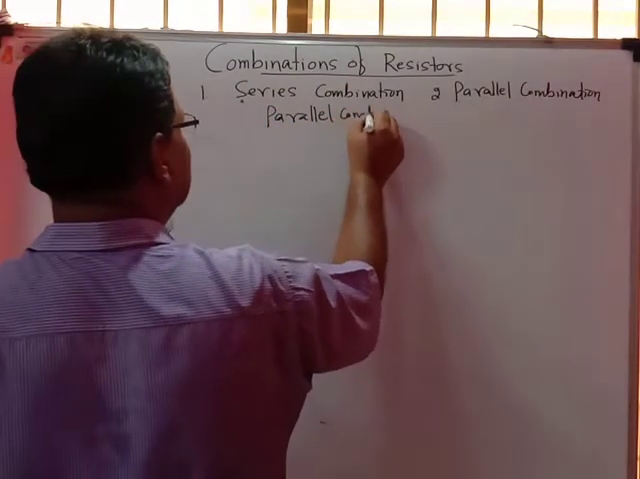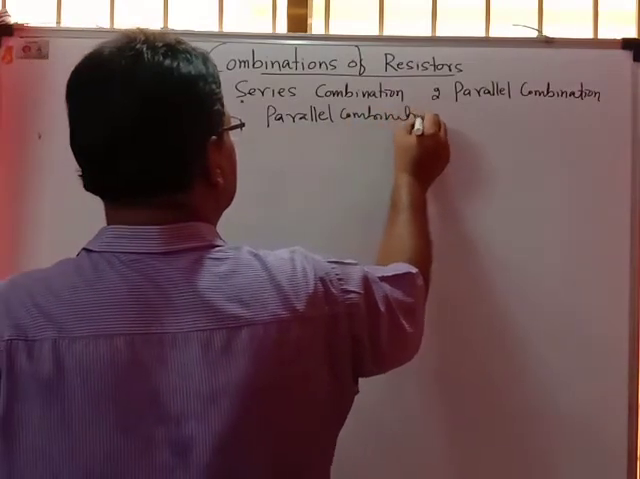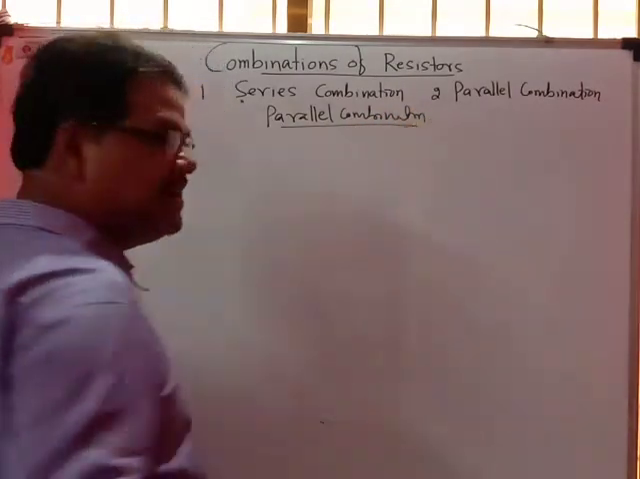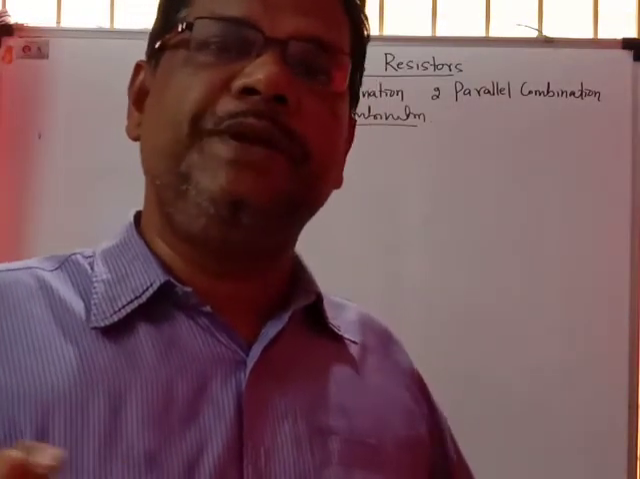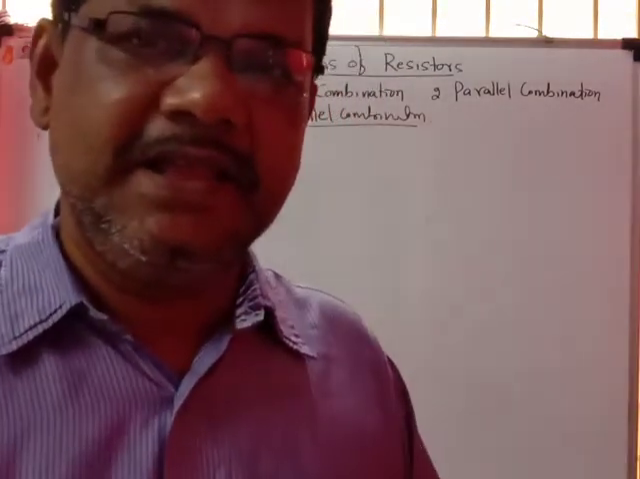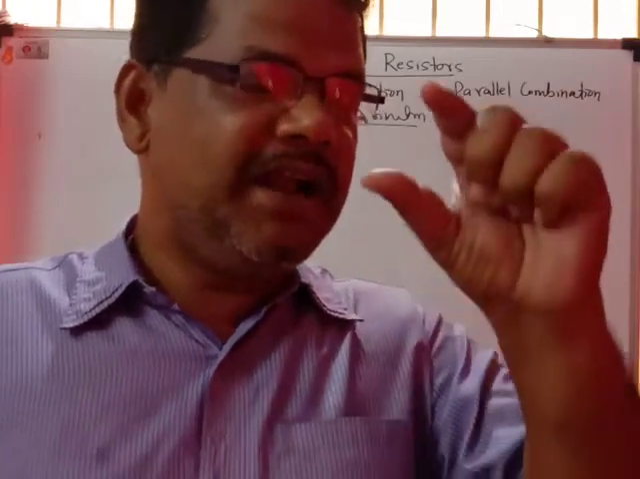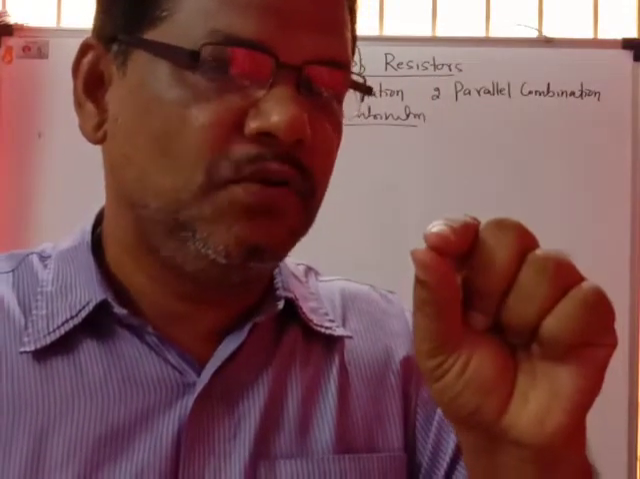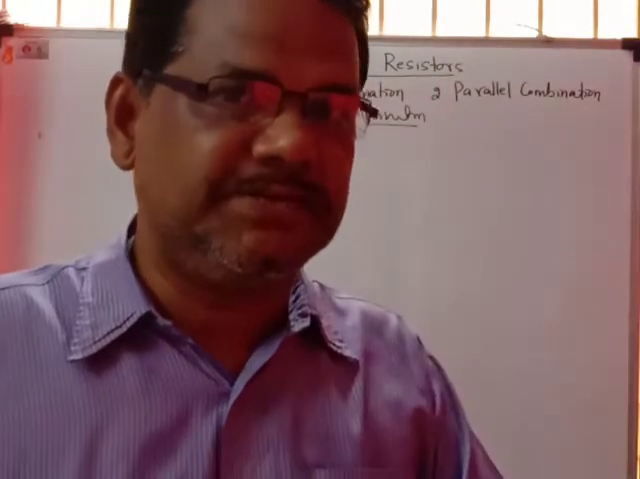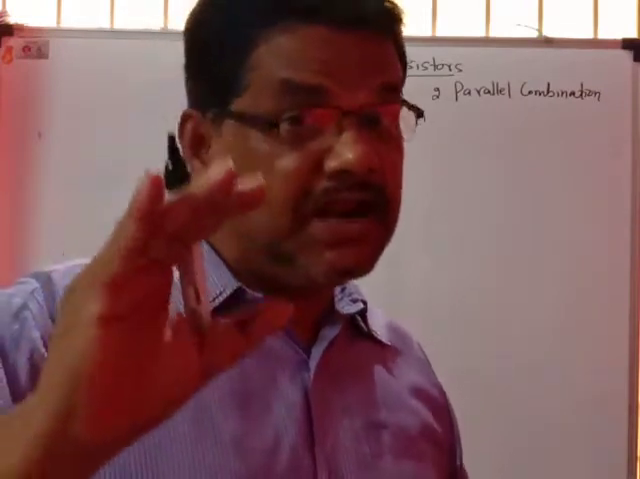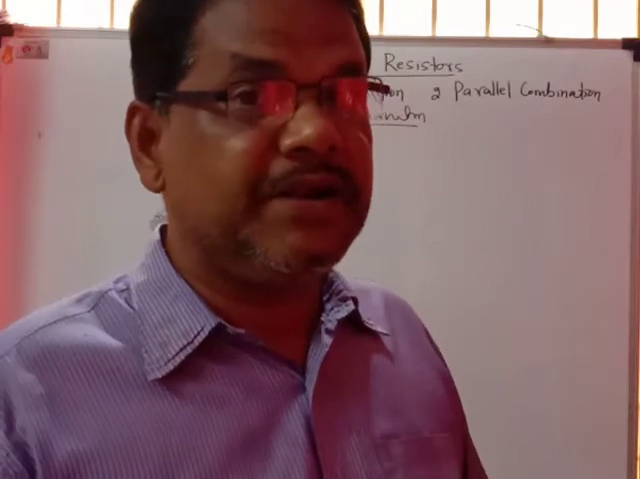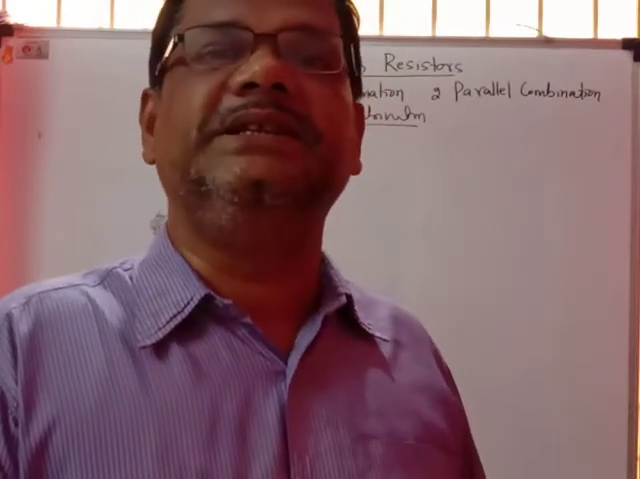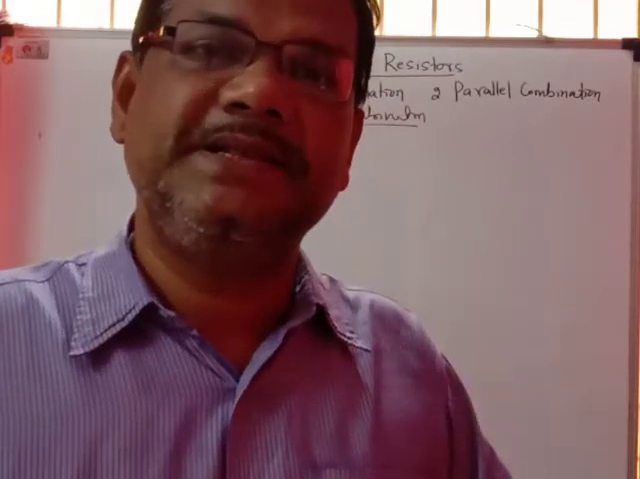Parallel combination. For the parallel combination, the resistors are said to be grouped in parallel if one end of all the resistors is connected to one terminal of the battery and the other end of all the resistors is connected to the other terminal of the battery. So what happens here?